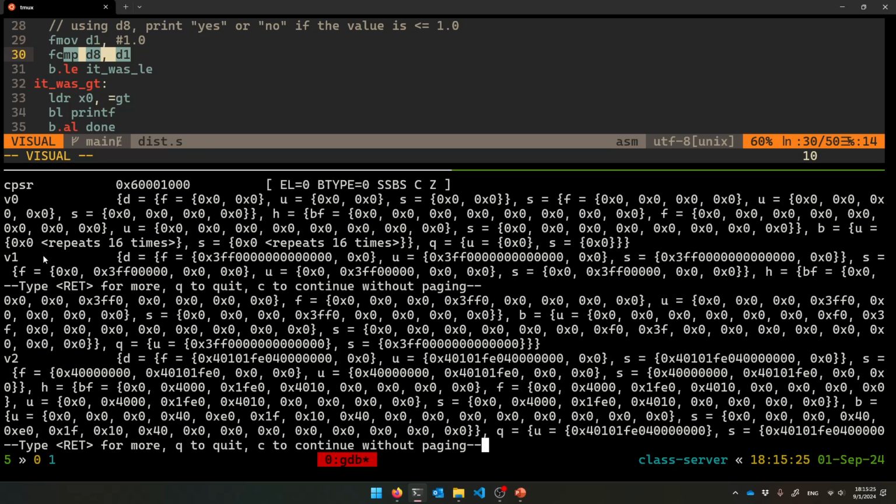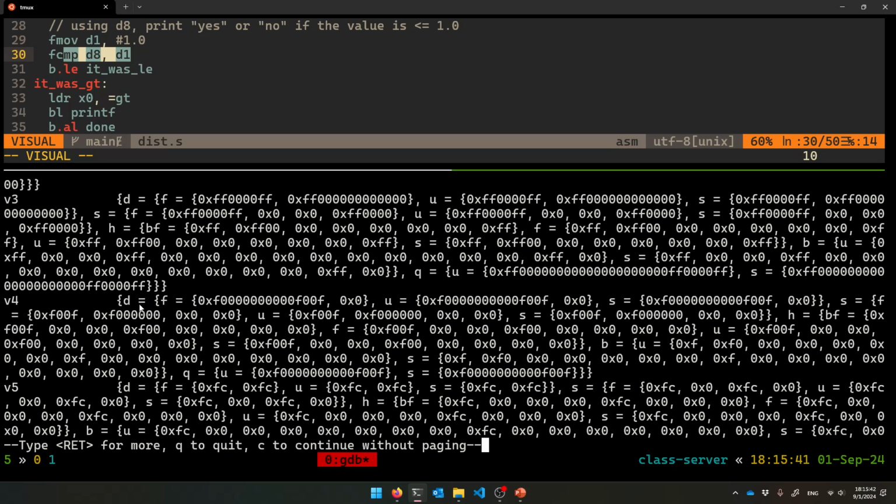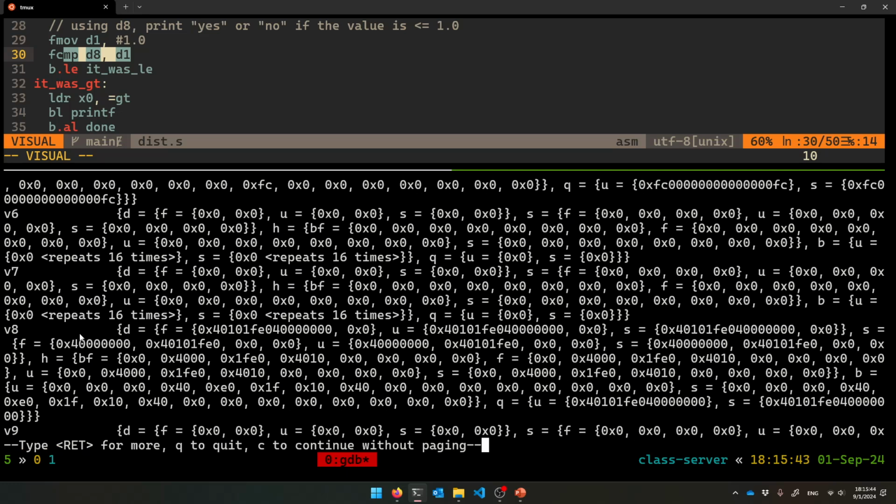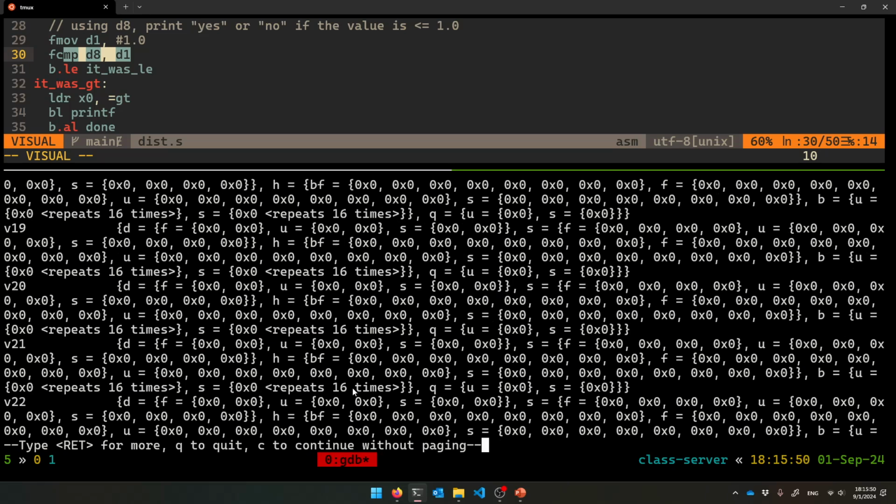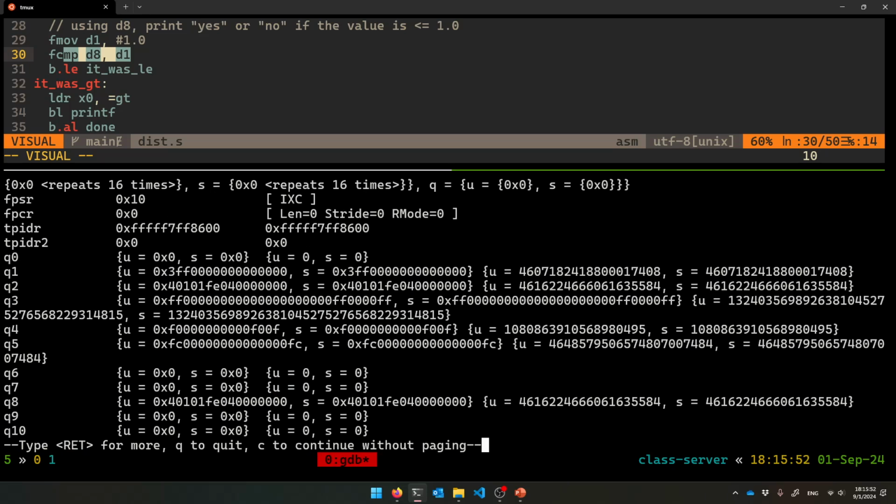D1 holds 1.0. Can we find that here? Oh goodness. So the D part as an F register, I think, yeah, it's printing it out in a weird way. It's printing it out as a not floating point value, so it's kind of unhelpful, but still is showing them to you. D8, here it is. Looks like that. I don't think, yeah, there's probably not an easy way to interpret that as a floating point number immediately.